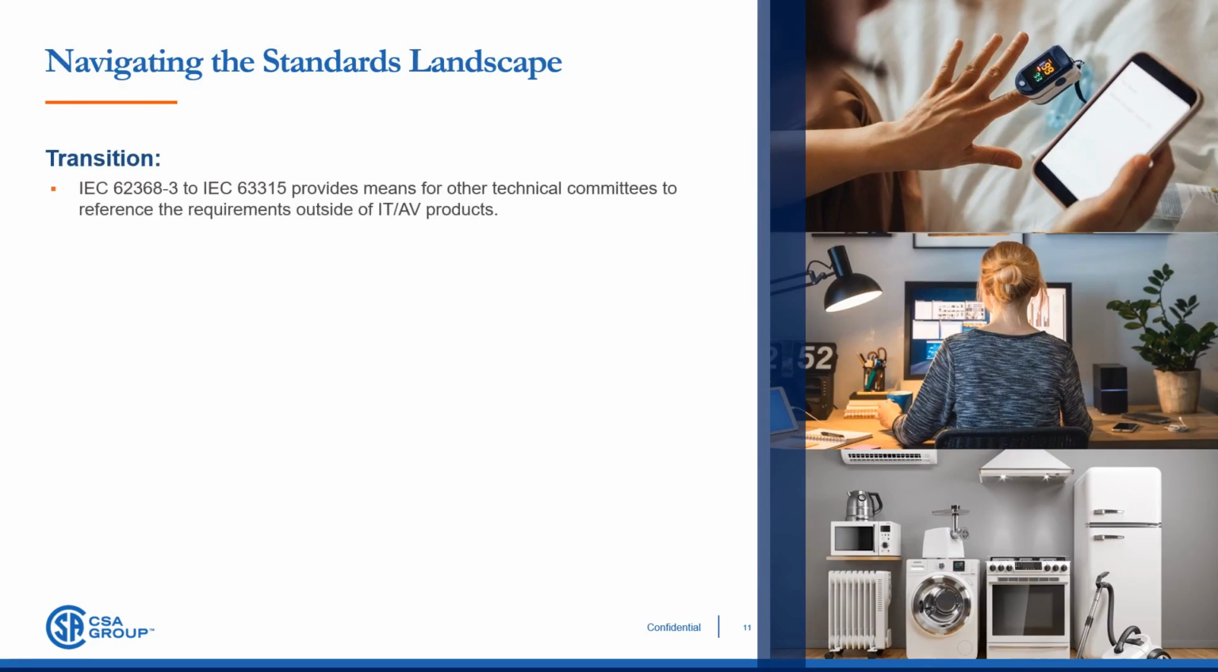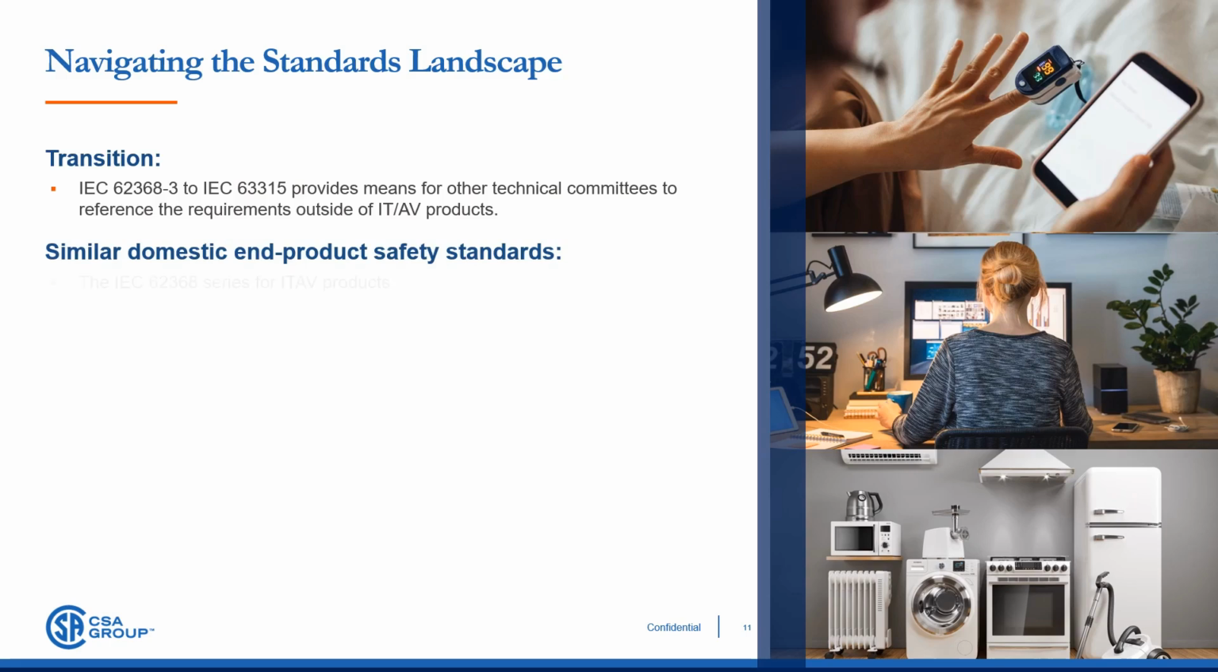At some point, unknown at the time of this presentation, the IEC 62368-3 standard will be withdrawn in favour of IEC 63315. While technically identical, IEC 63315 has been developed as an independent standard outside of the 62368 series to allow technical committees outside of information technology, audio, and video to reference the applicable requirements. This intentional shift facilitates broader adoption of the requirements across a more diverse range of product categories, such as power tools and appliances.